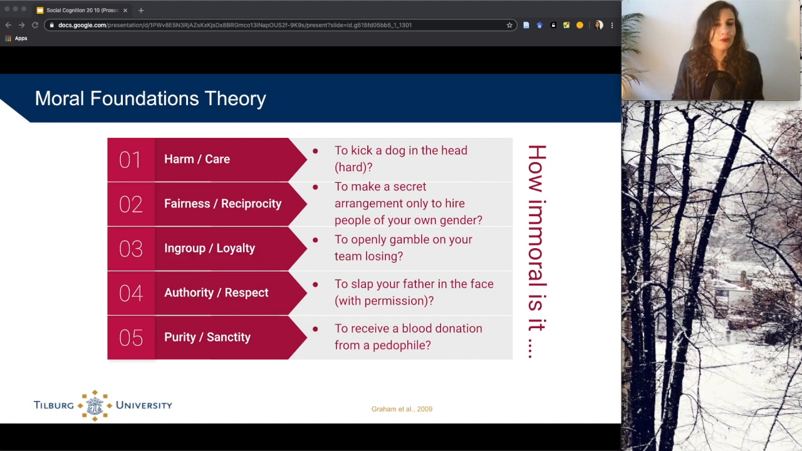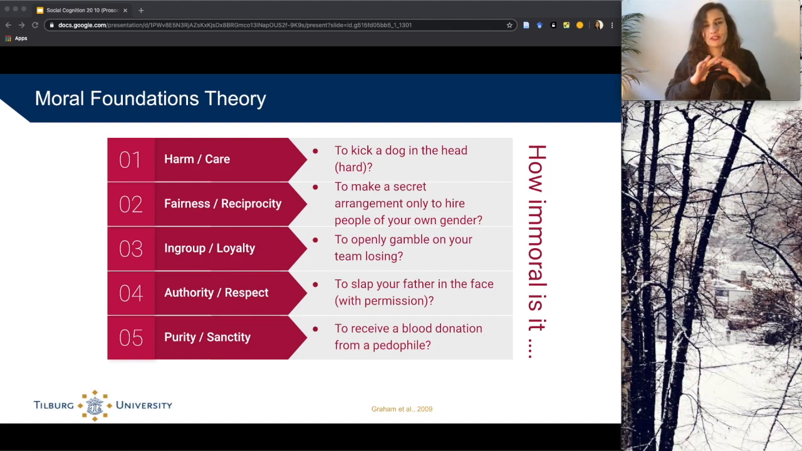The in-group and loyalty aspect of morality, according to moral foundations theory, deals with questions such as how immoral is it to openly gamble on your team losing? Authority and respect deals with questions like how immoral is it to slap your father in the face with permission? And then finally we have the purity sanctity facet, and this asks, for instance, how immoral is it to receive a blood donation from a pedophile?